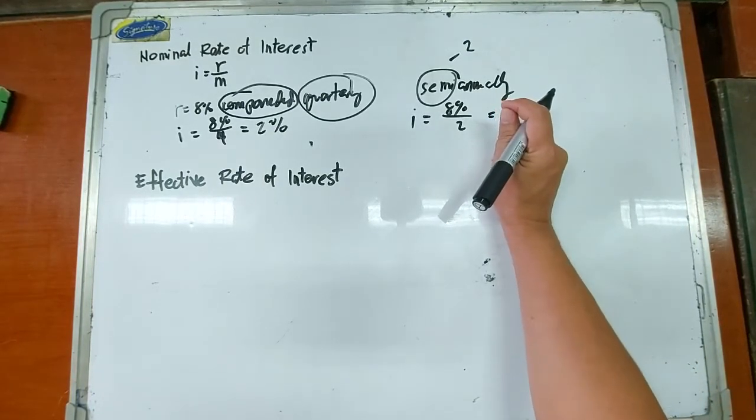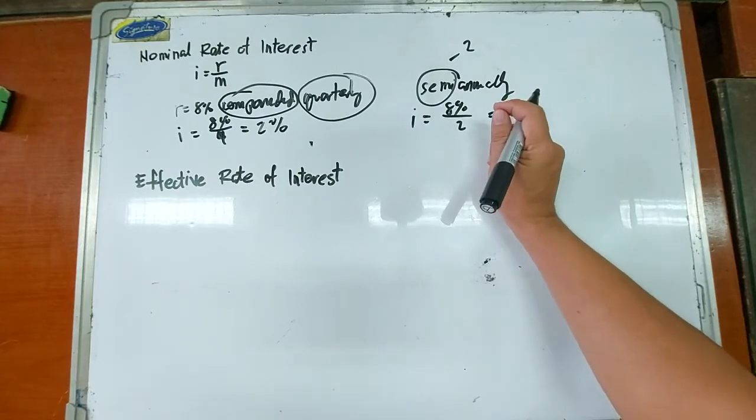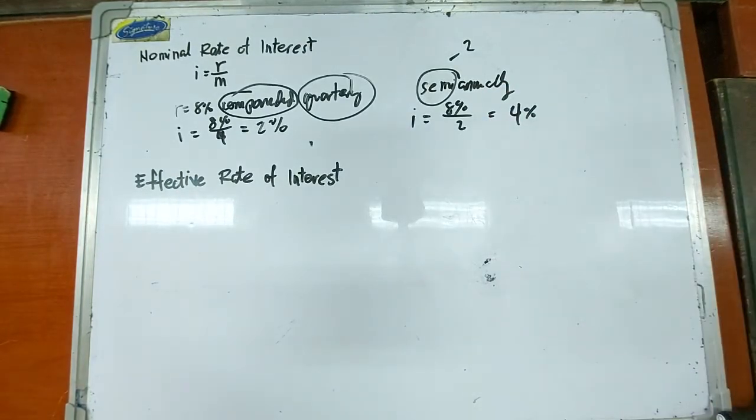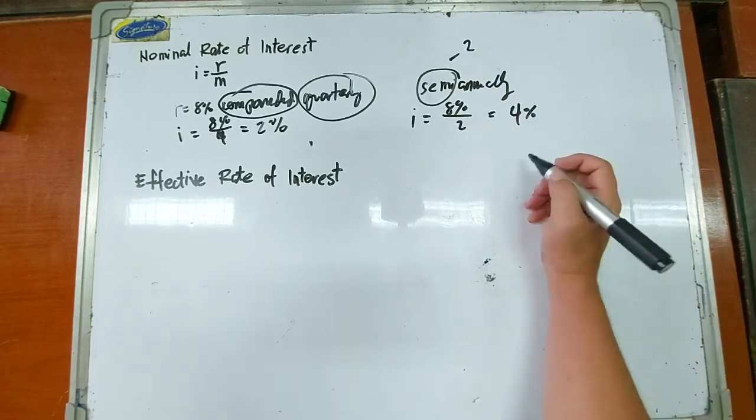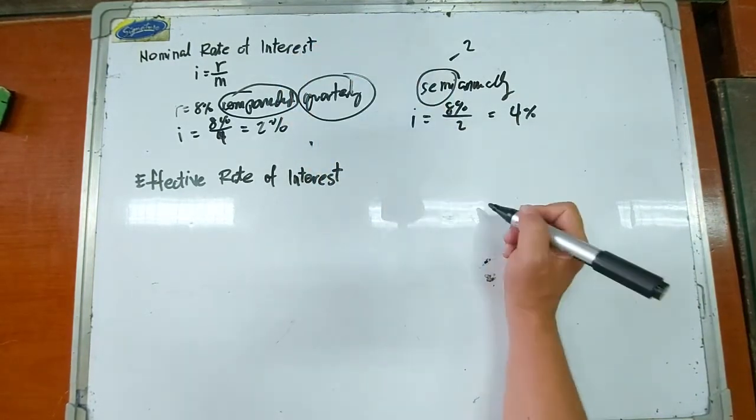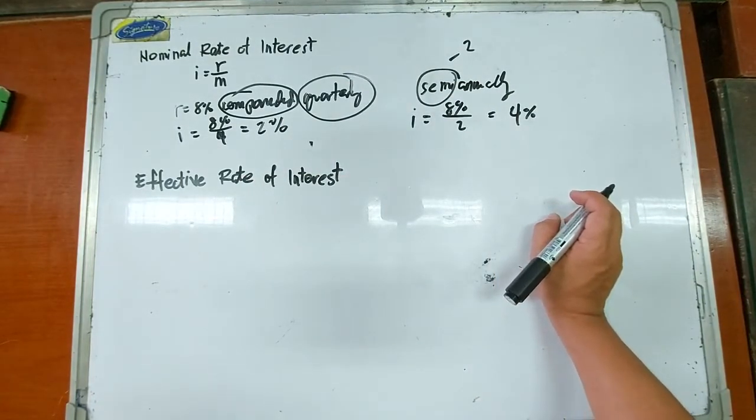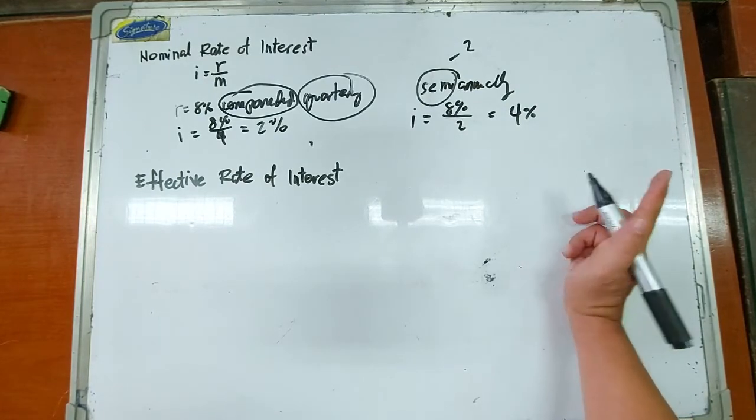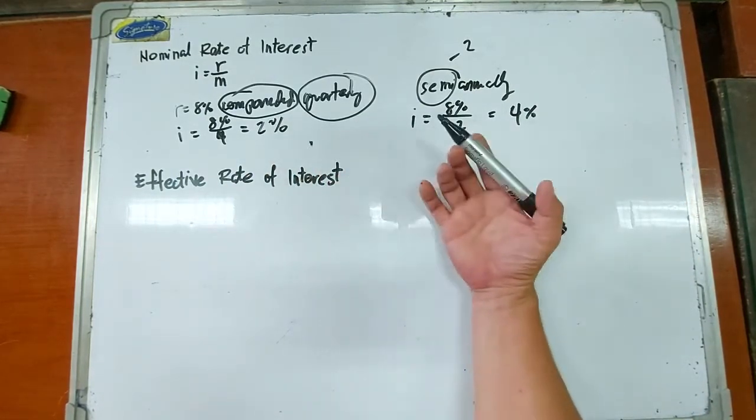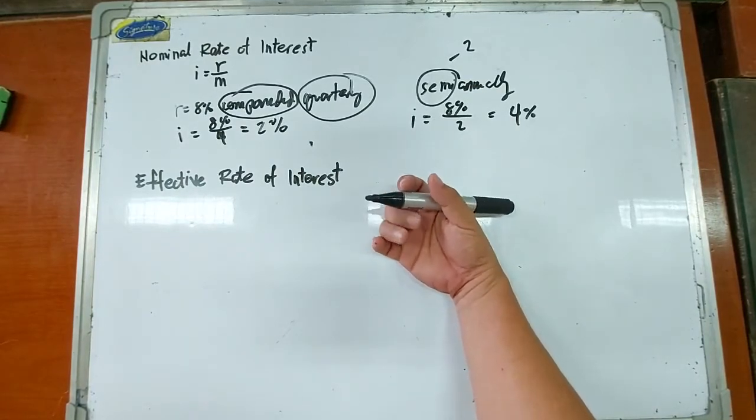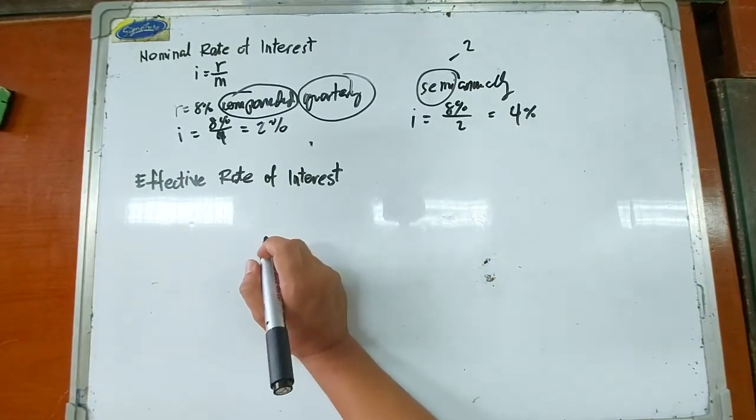Annually, quarterly, semi-annually. There might be other terms that will come out later on. So we will just use those terms later on in succeeding problems. Okay? So that's how we solve for the rate of interest per interest period. The period would be quarterly, semi-annual, monthly. And then the effective rate of interest.